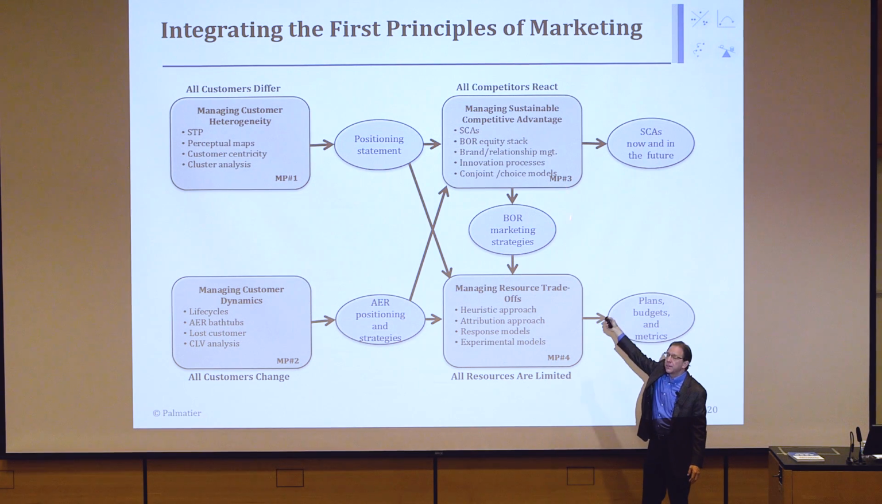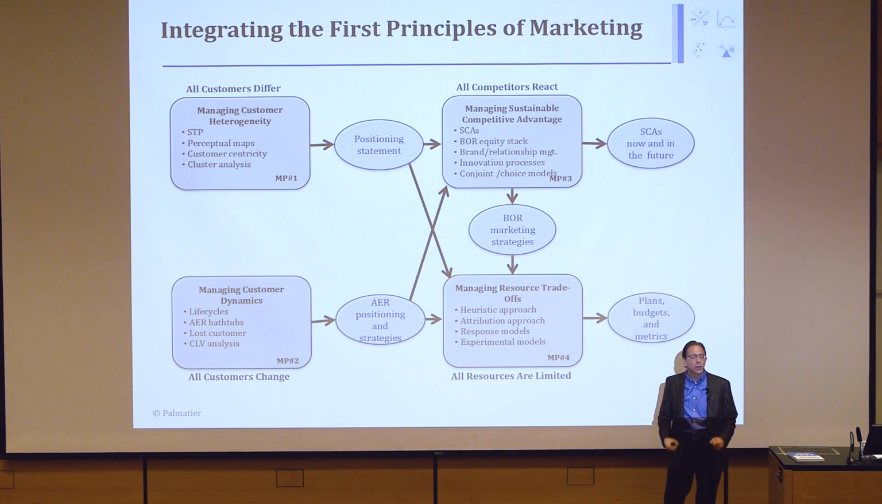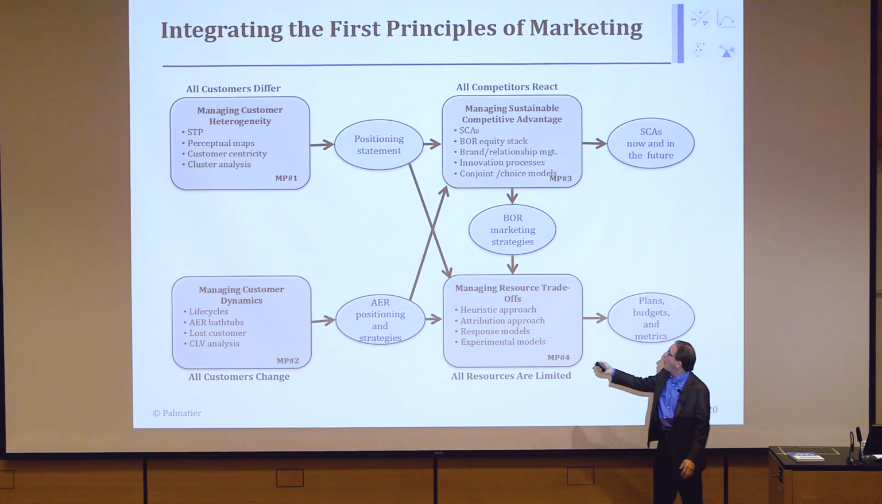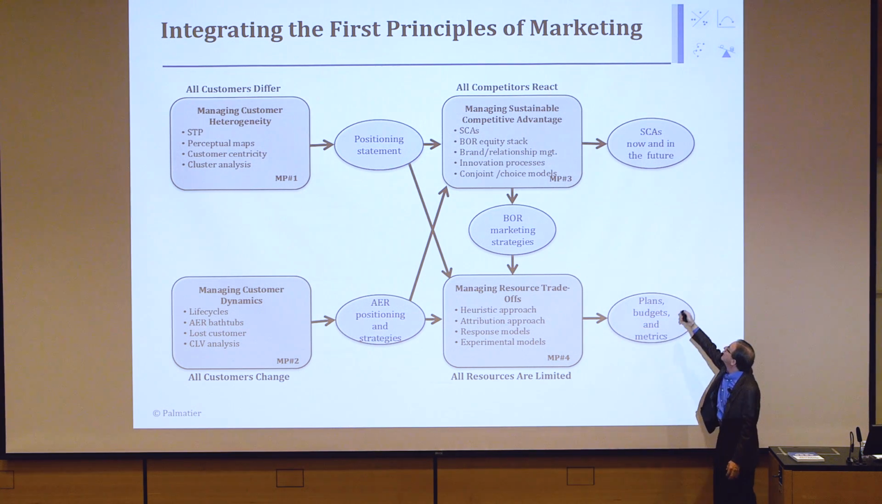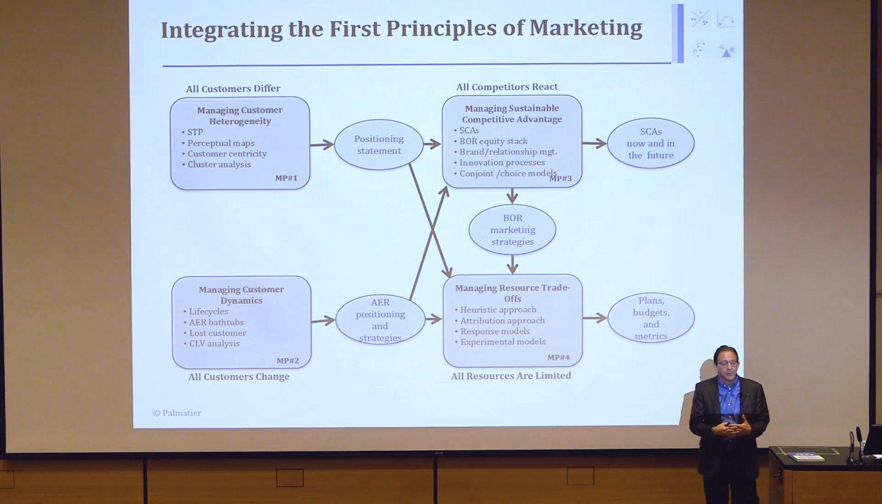Out of your sustainable competitive advantage, or how all competitors react box, you come out with your BOR strategies. How are you going to use brands, offering, relationships to build barriers around your business? All 3 principles feed into managing resource trade-offs. What comes out of this? Your plans, and that's your SCA. So you can see there is a natural sequence to these.